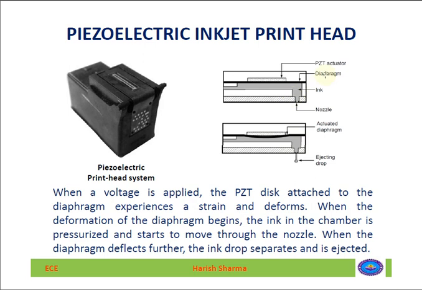See this one? This is the original image. This is the piezoelectric actuator. This is the diaphragm, and this is the ink chamber, and the nozzle. Apply the voltage, it will be compressed, squeezed. So there is stress, it will deform, and because of this it will reduce the volume of the chamber. So this liquid or ink will be ejected through this nozzle.